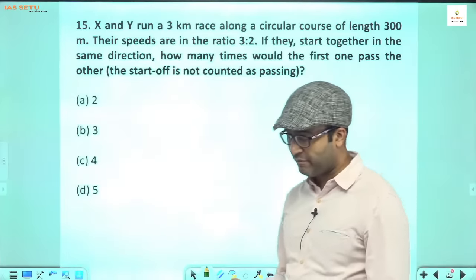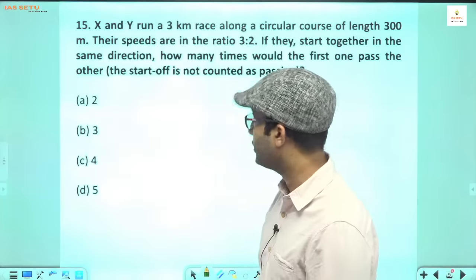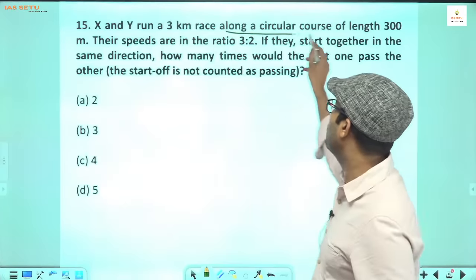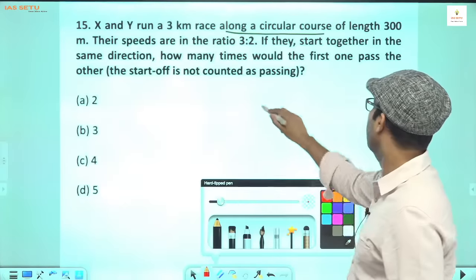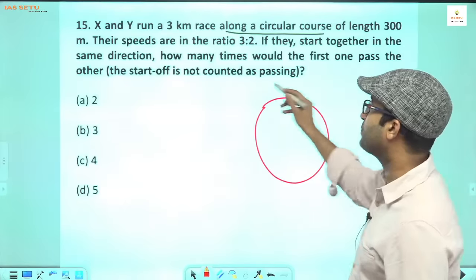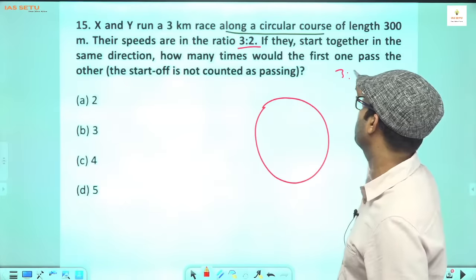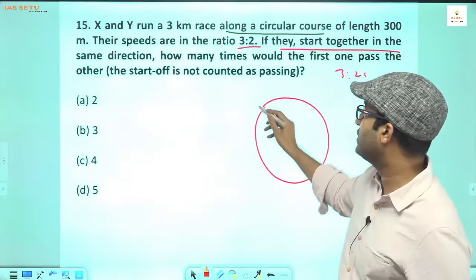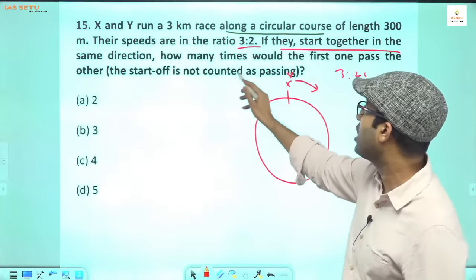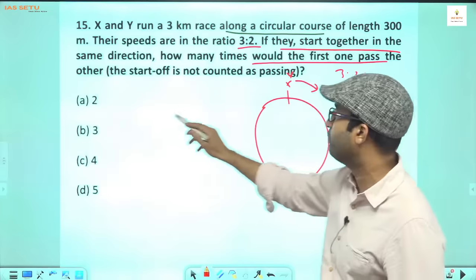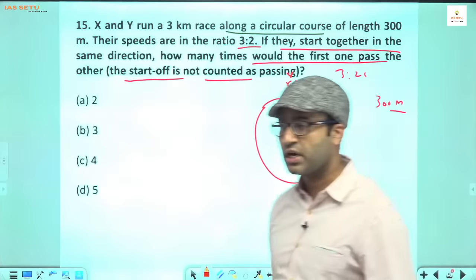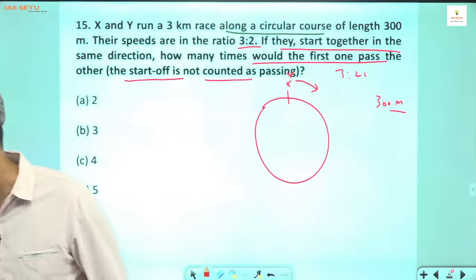Next is question number 11. X and Y run a 3 kilometer race along a circular course. The length of the course is 300 meters. The speeds are in the ratio of 3:2. If they start together in the same direction, how many times would the first one pass the other? The start is not counted as passing, so at the starting time we will not consider, they are together.